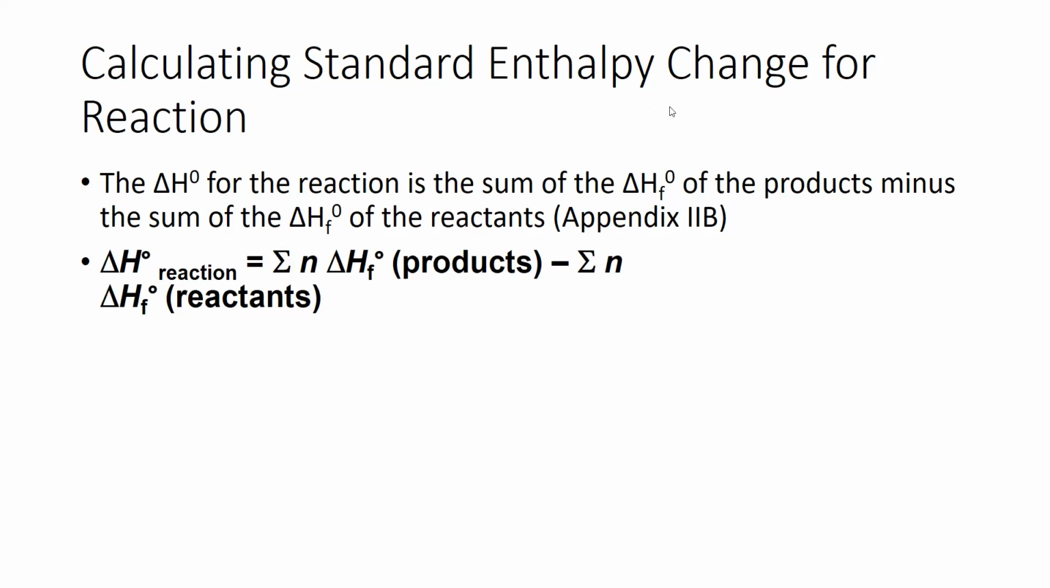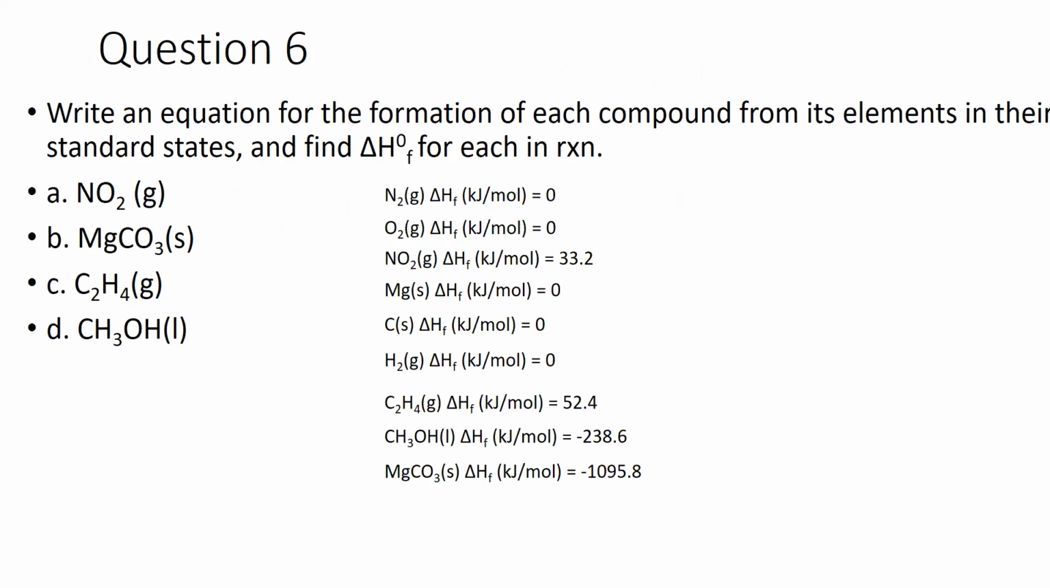So let's actually look at how to use this equation then. So question 6, I will do A here. Write an equation for the formation of the compounds from the elements in their standard states and find delta H naught F, or the standard enthalpy change of formation for each reaction. So NO2. And this list here, these are delta H Fs of different compounds.